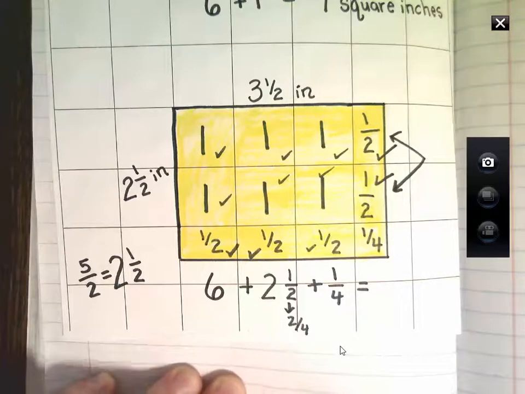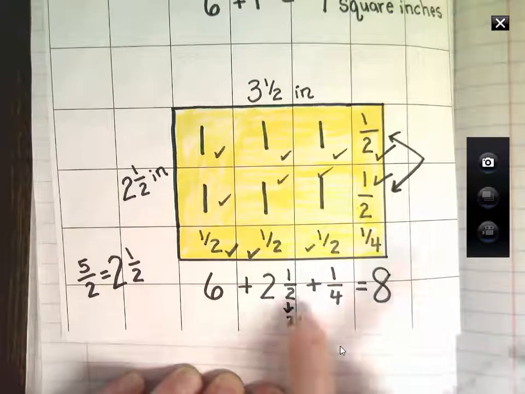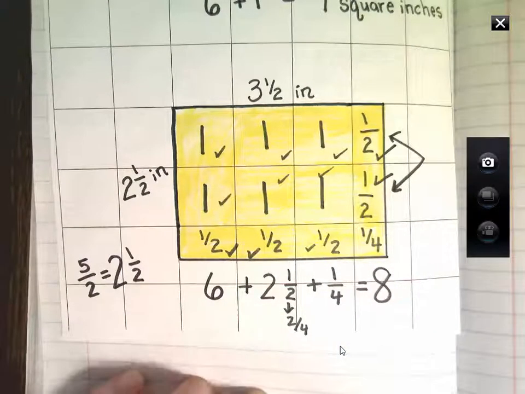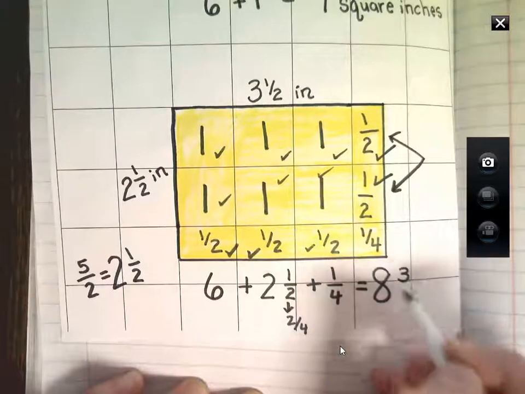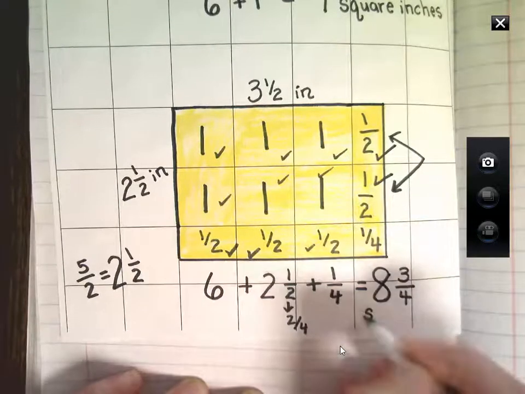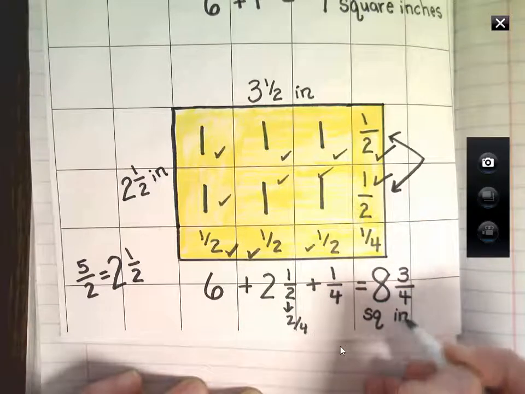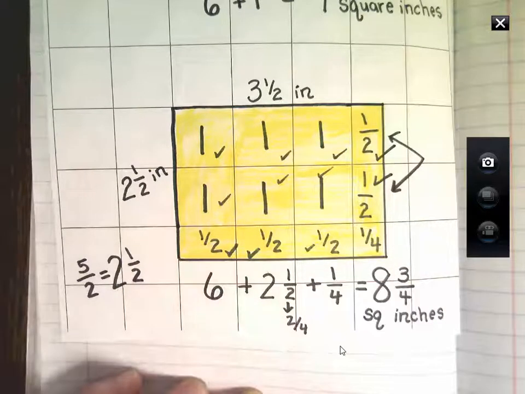So what's my whole number? 8. Okay. So what is a half plus a 4th? Okay. 6/8. Can you simplify it for me? 3/4. Our area is 8 3/4 square inches.